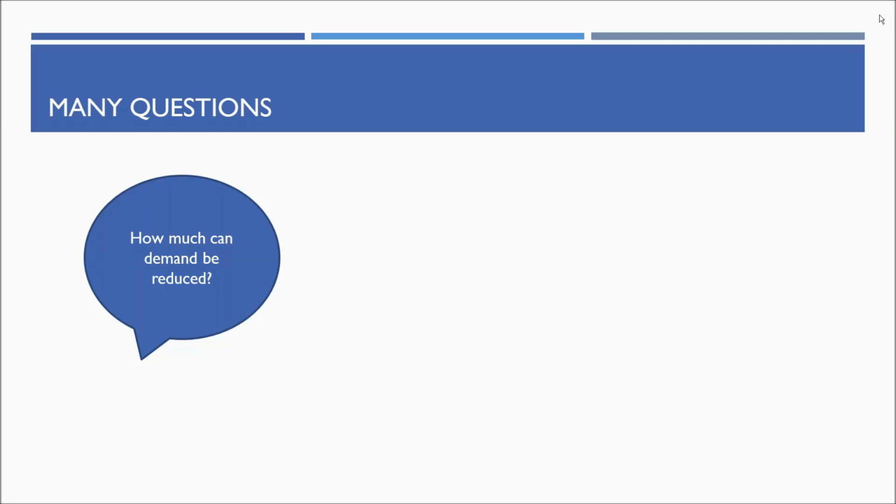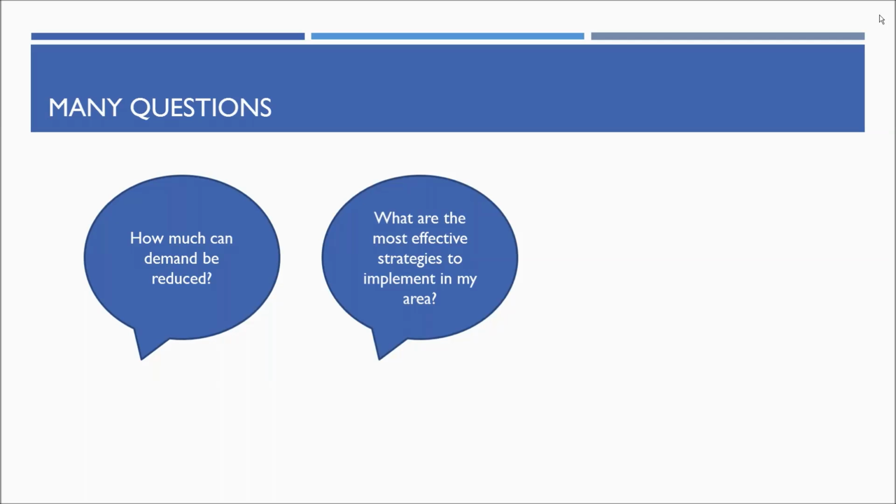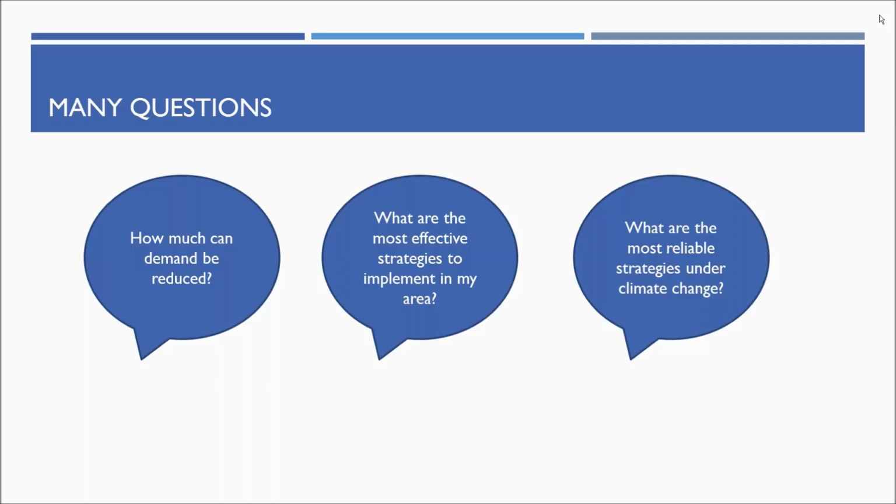However, many questions still exist about the installation or promotion of these kinds of practices. So one of those is how much can demand actually be reduced at various levels of adoption of these practices? What are the most effective strategies to implement in my area? In different climatic areas, different practices may be more effective than others, and so understanding that is a question that a lot of people have. And what are the most reliable strategies under climate change? So what are those strategies that can provide the most reliability and resilience of water supply systems moving forward?